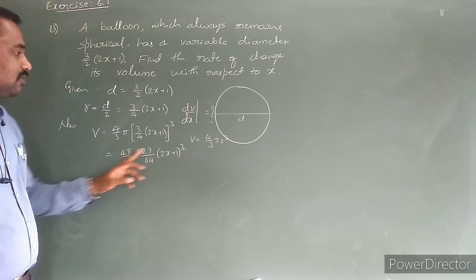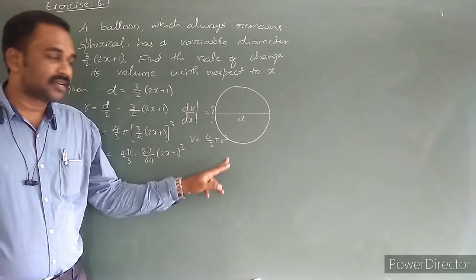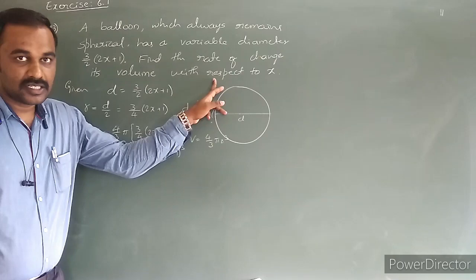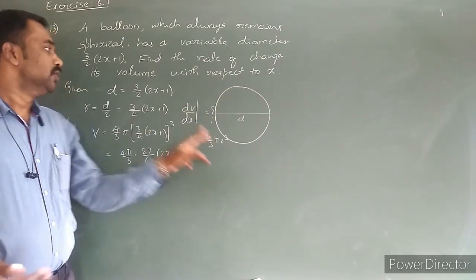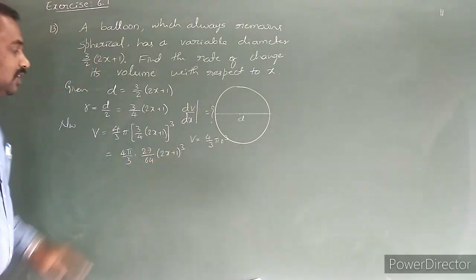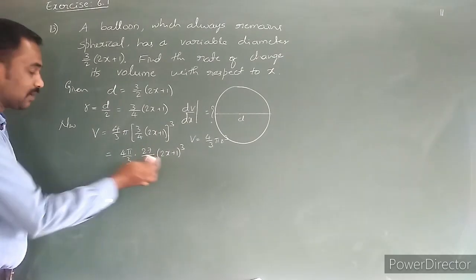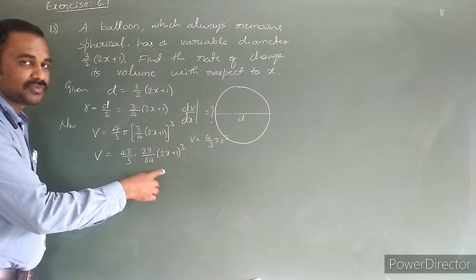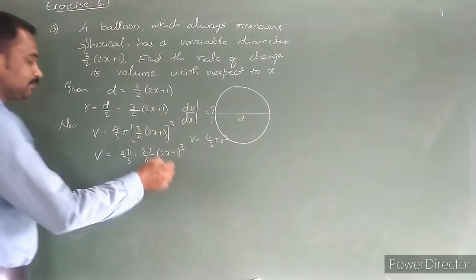So what happens? The problem here is if you differentiate with respect to time, dr by dt. Here I just need to differentiate with respect to x, so I just need the r value in terms of x. It is sufficient to replace the r value. How many variables are here? Only one variable, the left hand side value. Now, if you differentiate with respect to x, you will get the required rate of change of volume.